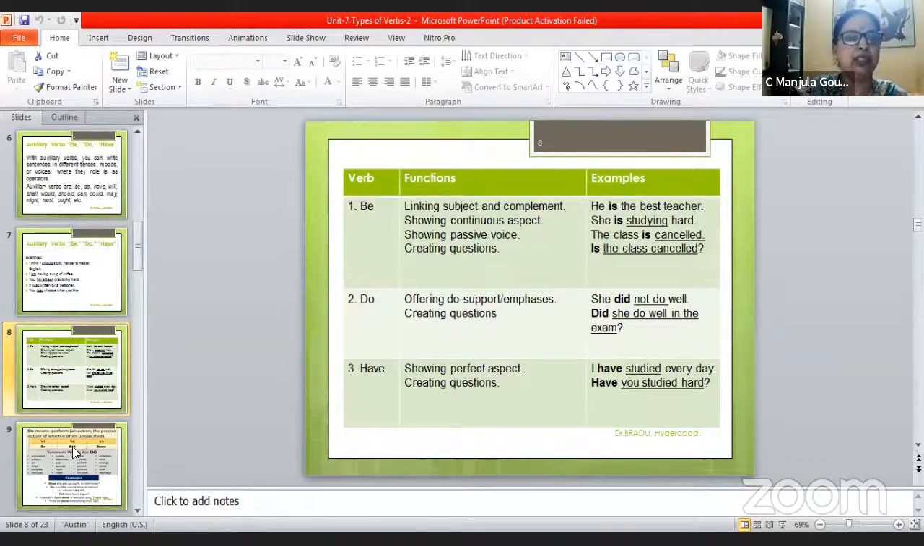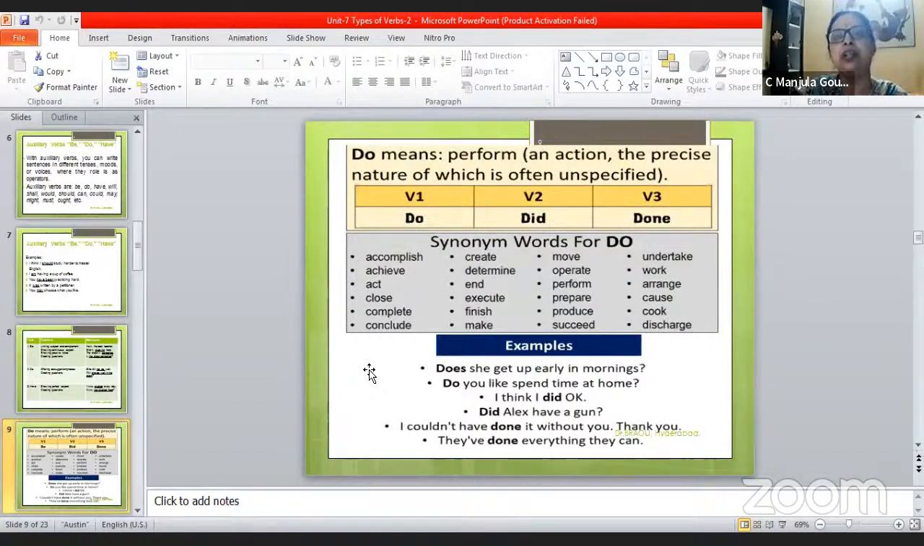Before we go into this, just understand what do means. Do means to perform. It is an action, the precise nature of which is often unspecified. That is exactly it, it may not mean only to perform, it can be anything. It can be a contextual meaning. It can change wherever it is. So there are some synonyms I mentioned here in the PPT for you all. All these words are synonyms for do. They mean almost the same, similar thing.